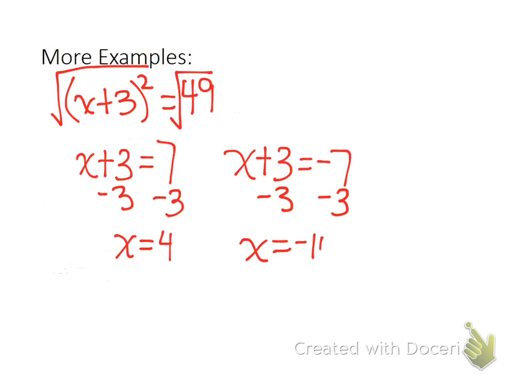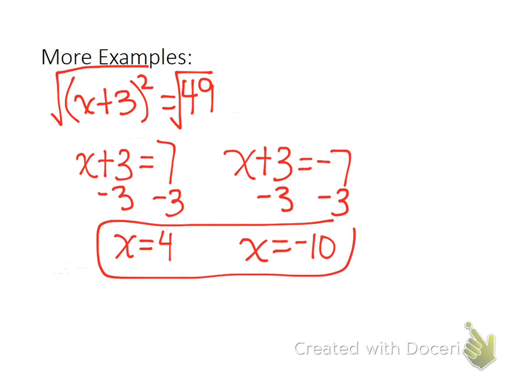Negative 10. Okay, negative 7 minus 3 is negative 10. So those would be my two answers. So in this case, it's not just plus and minus of the same number. It's two totally different answers.